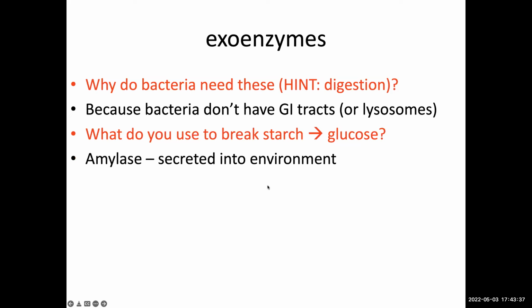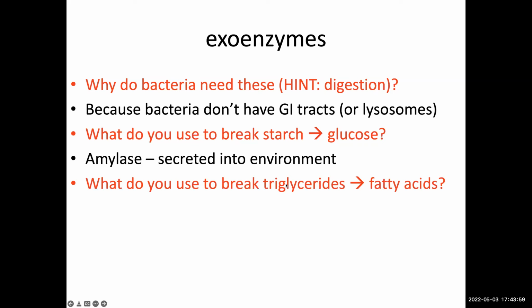So we have it in our mouth, and we also have it in our small intestine. Our salivary glands make it, and the pancreas also makes it and dumps it into the small intestine. Bacteria secrete it into their environment. Their environment is their GI tract. Okay.